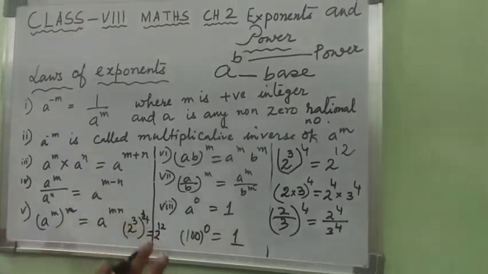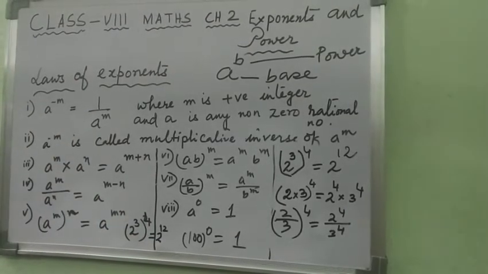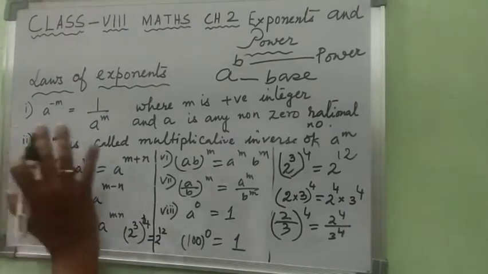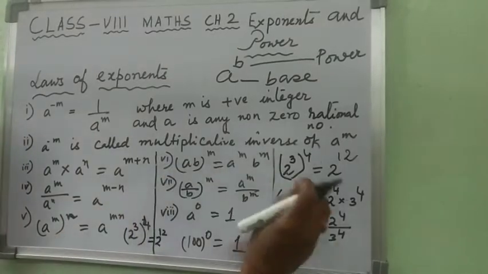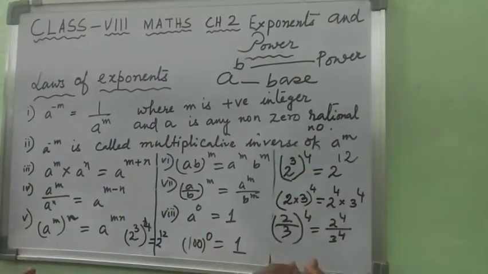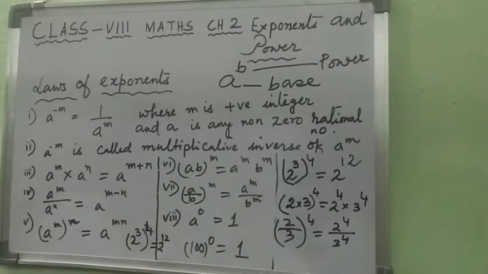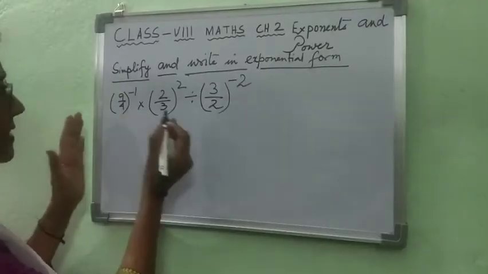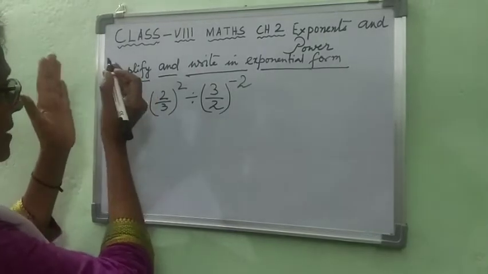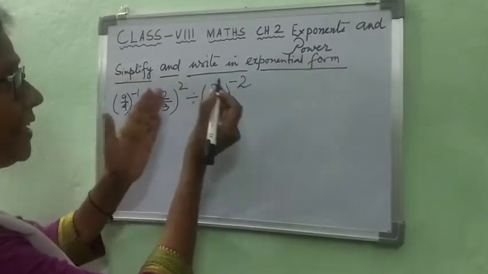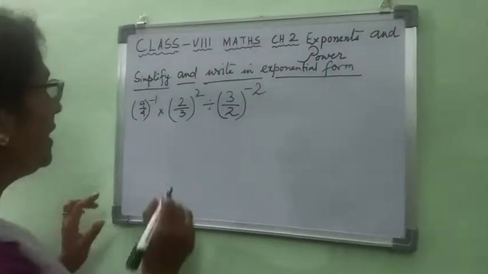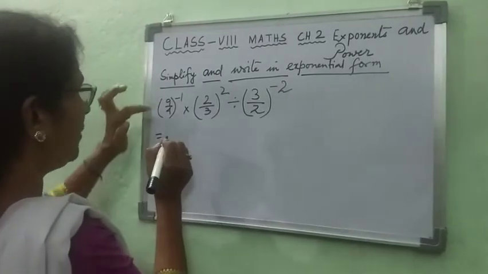So children, here all the laws of exponent, and according to the rule I have taken some values and I have shown you how to use these laws of exponent. Discuss this sum. What is the sum? Simplify and write in exponential form. Now we have to simplify the given question.